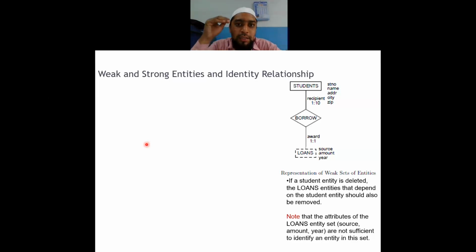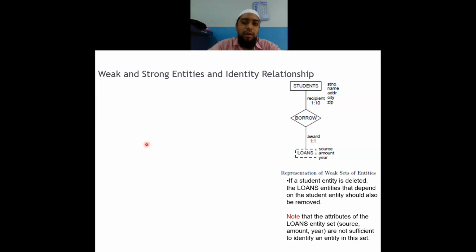Whenever I say there is a weak entity, it is going to depend on another entity, right? So if it is going to depend on another entity, we say that there is a relationship between these two, the weak and the strong. That relationship, the association that exists between the weak entity and the strong entity, is called an identity relationship.